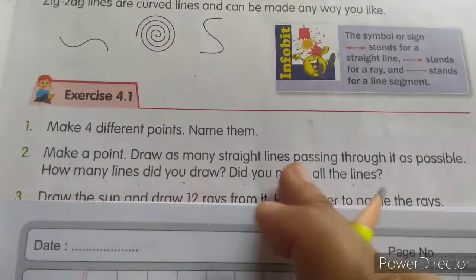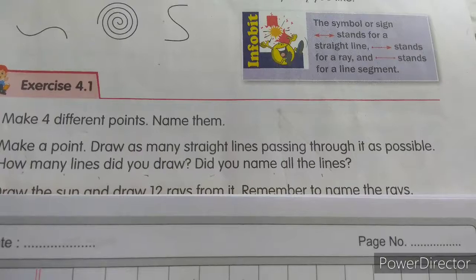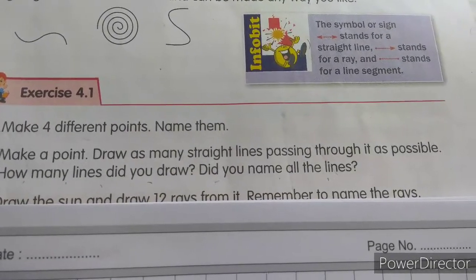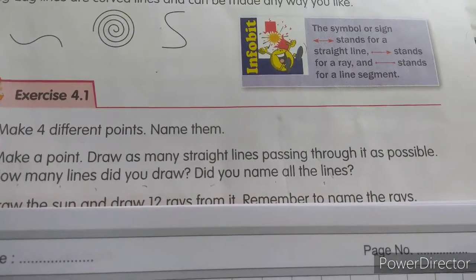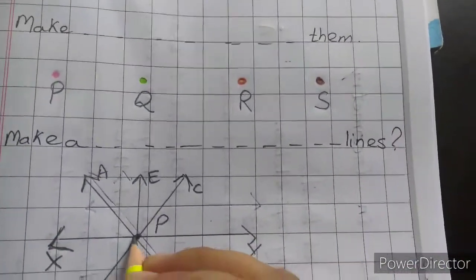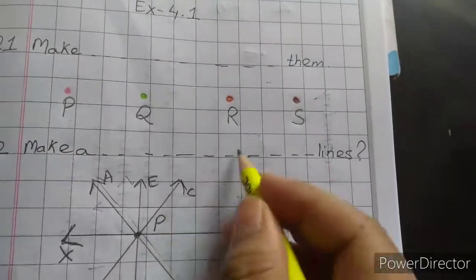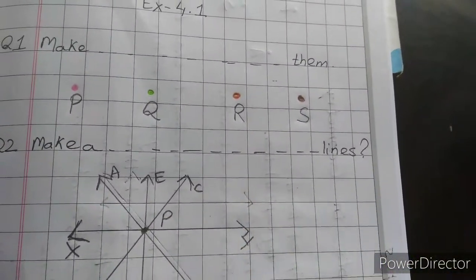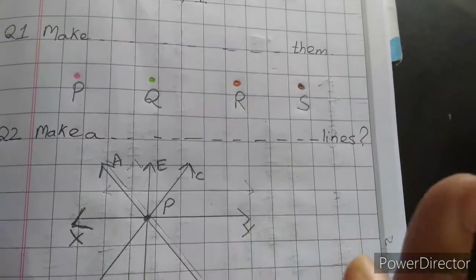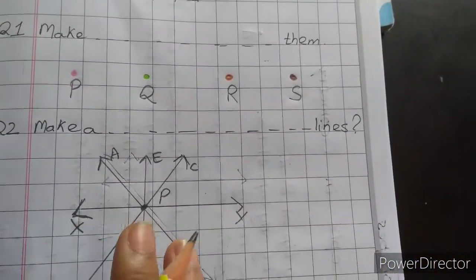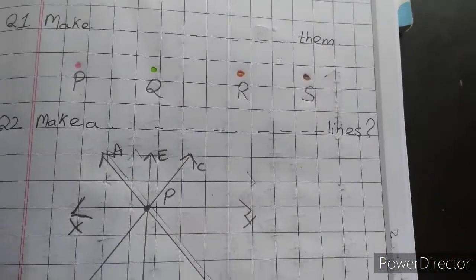Next question says, make a point, draw as many straight lines passing through it as possible. How many lines did you draw? Did you name all the lines? Make a point. I have made one point. Then it says draw as many lines. इस point से बहुत सारी lines जा सकती हैं. You can't count them. As many lines as you may draw, as much as possible. And then you have to name them.